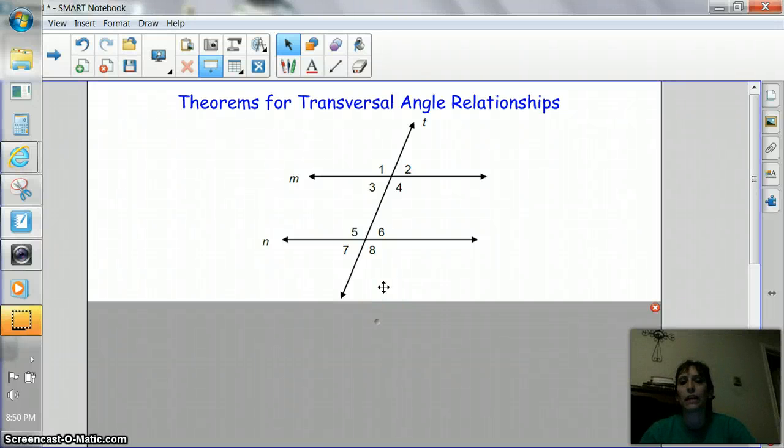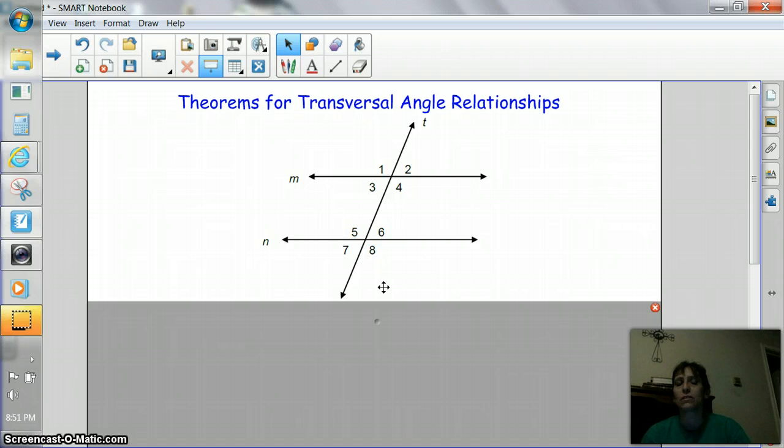Hey, it's Miss Phillips, and tonight we're going to be talking about theorems for transversal angle relationships. I know, that's a mouthful. We're going to start working on justifying why we're making the decisions that we're making.